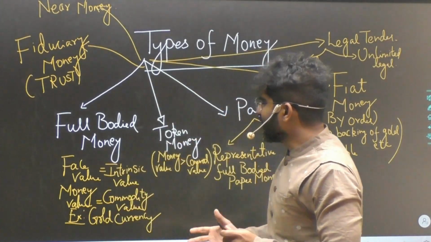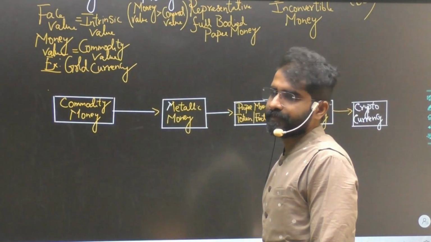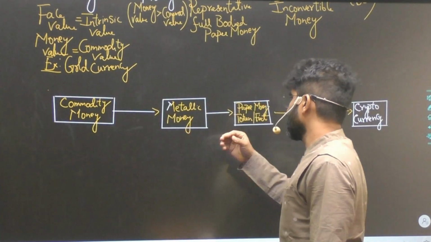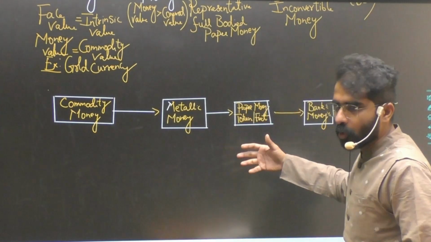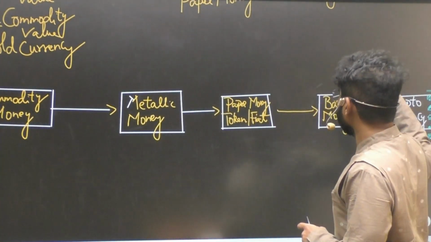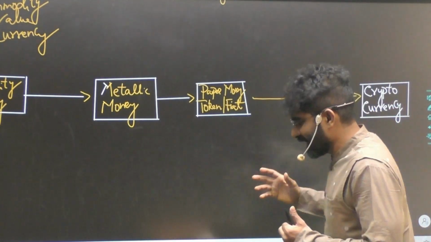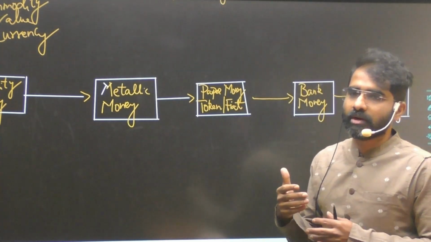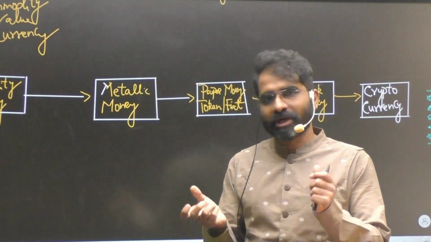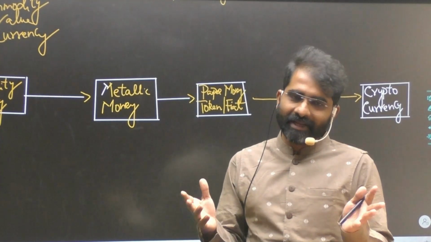Now in the evolution process, earlier it was commodity money, then metallic money, then paper money, which can be token, fiat, etc., what we have discussed now. And then bank money, and now we are talking about cryptos. As an extension of crypto, today there was a discussion on non-fungible tokens, etc. Cryptocurrencies are obviously not legal tenders in India, so anybody can deny them.